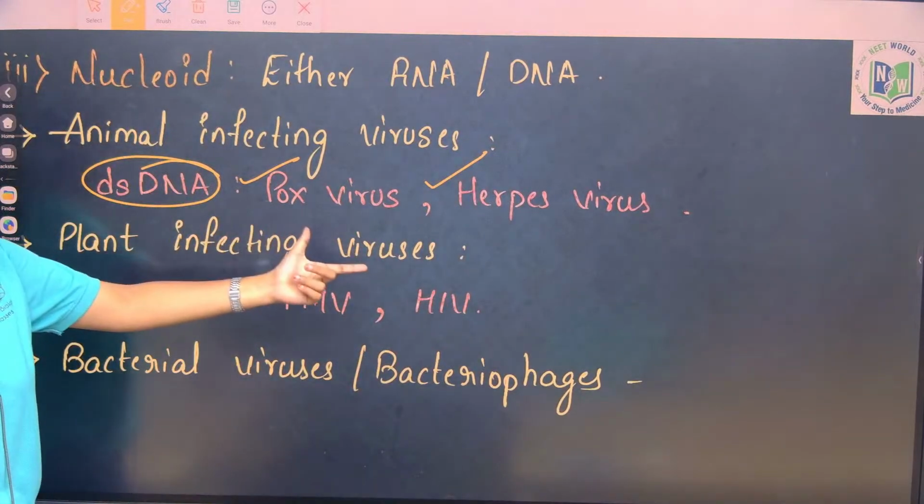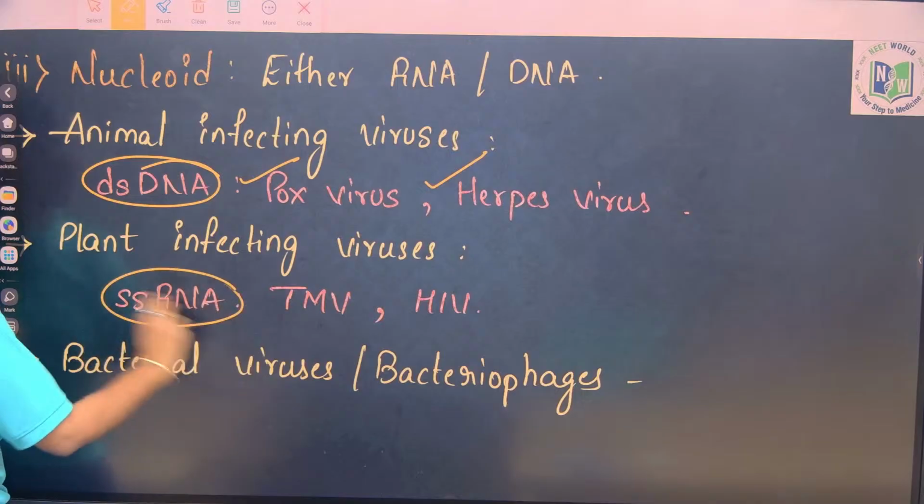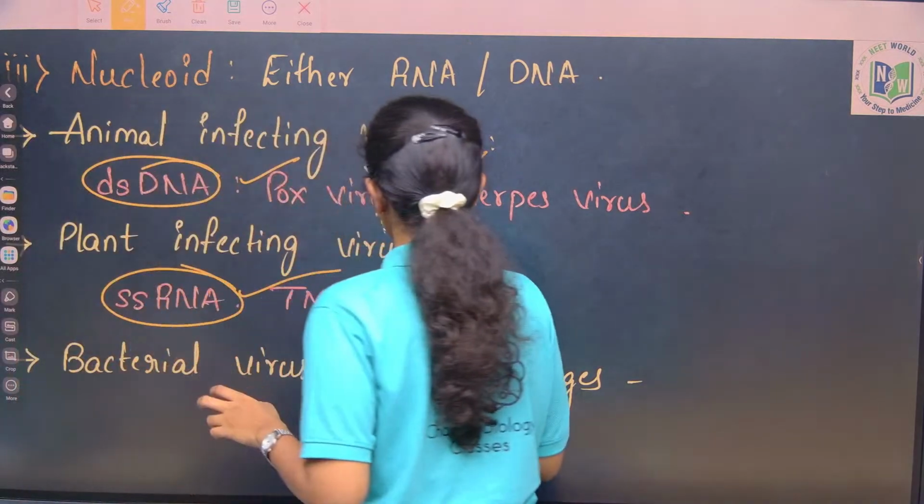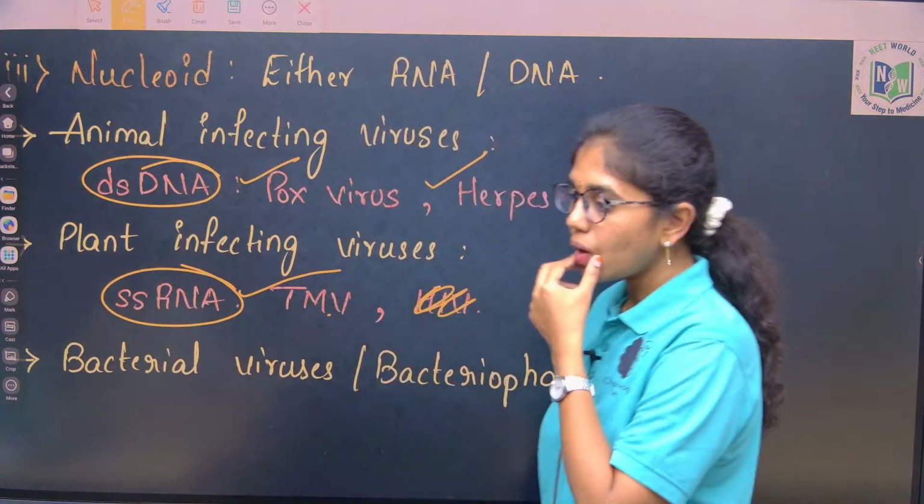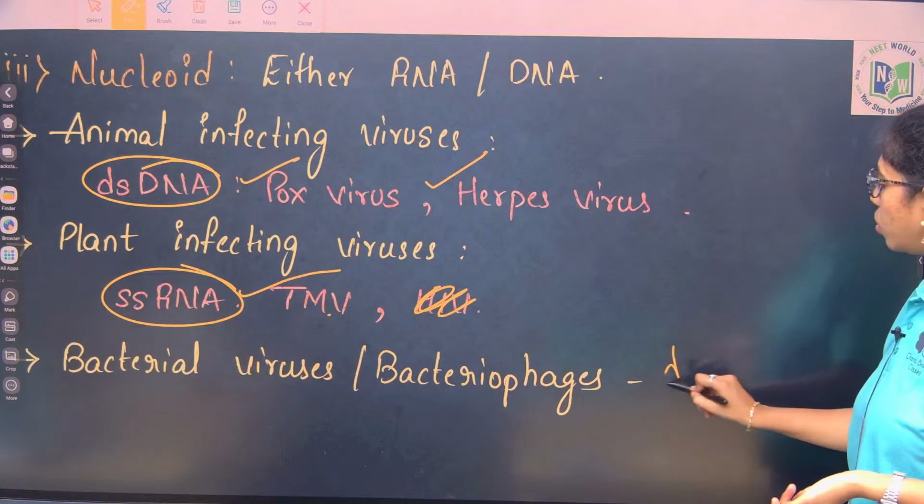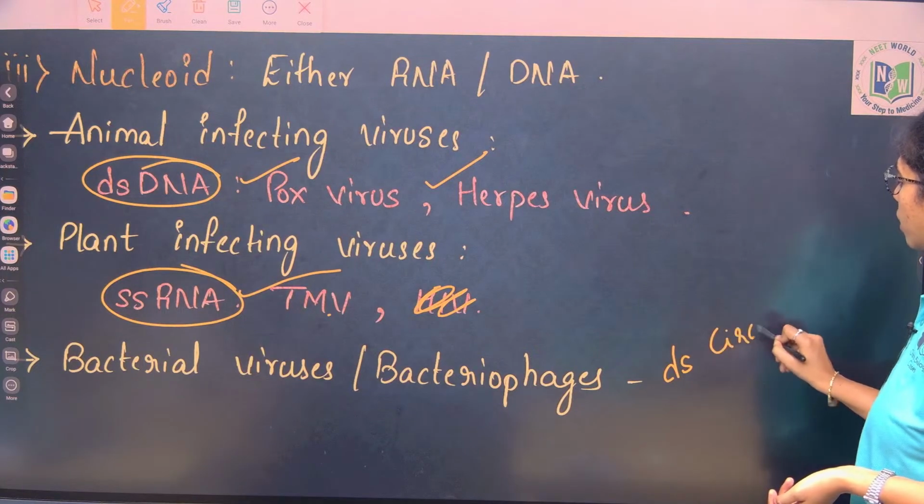Plant infecting viruses include what? Single stranded RNA. Examples include TMV, not HIV, it is TMV, tobacco mosaic virus. And then bacterial viruses or bacteriophages include double stranded circular DNA.